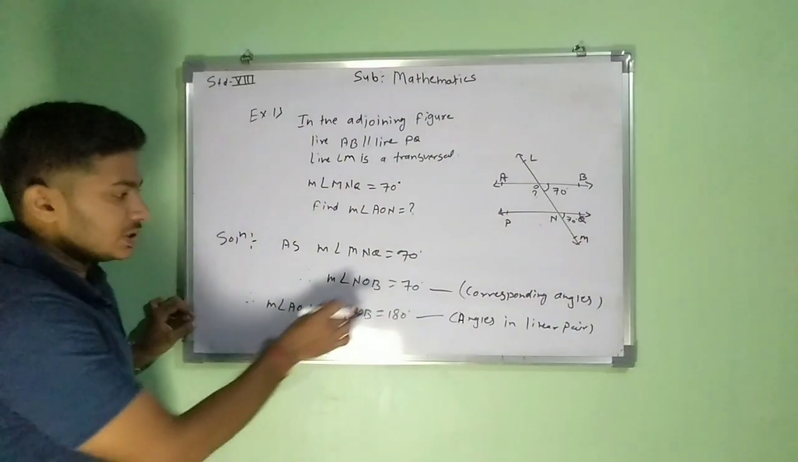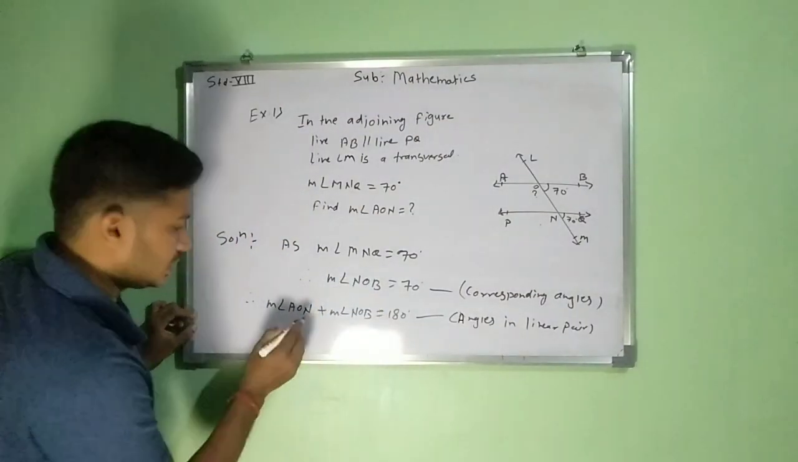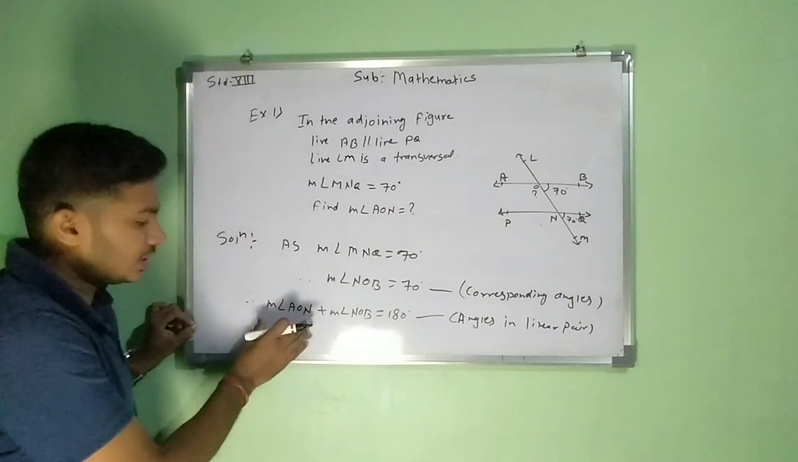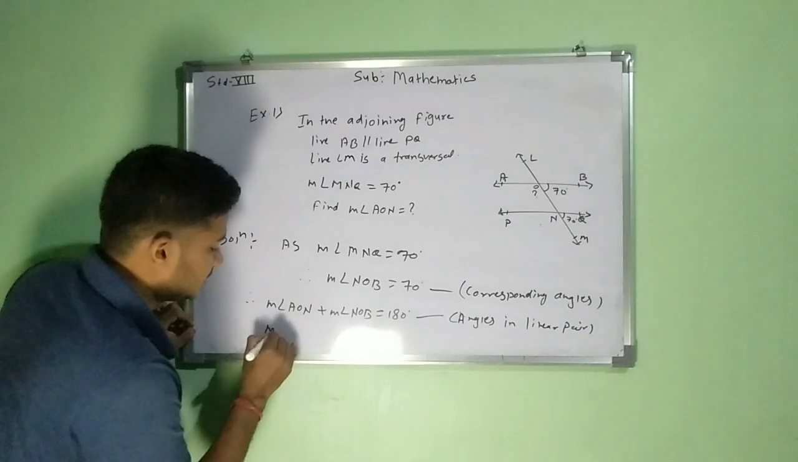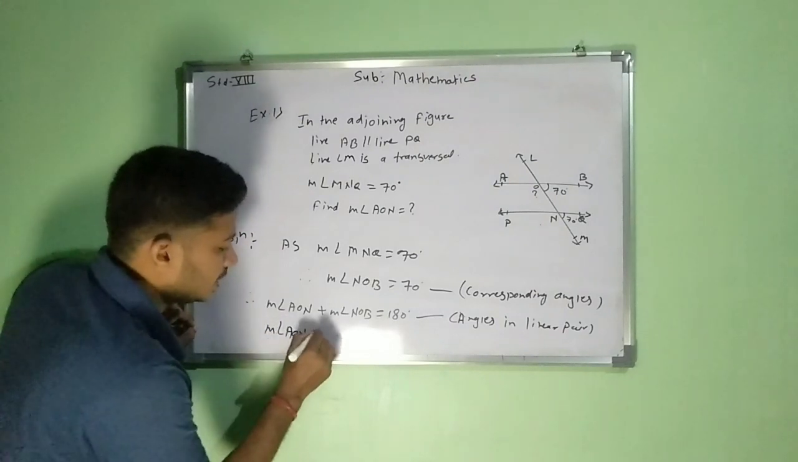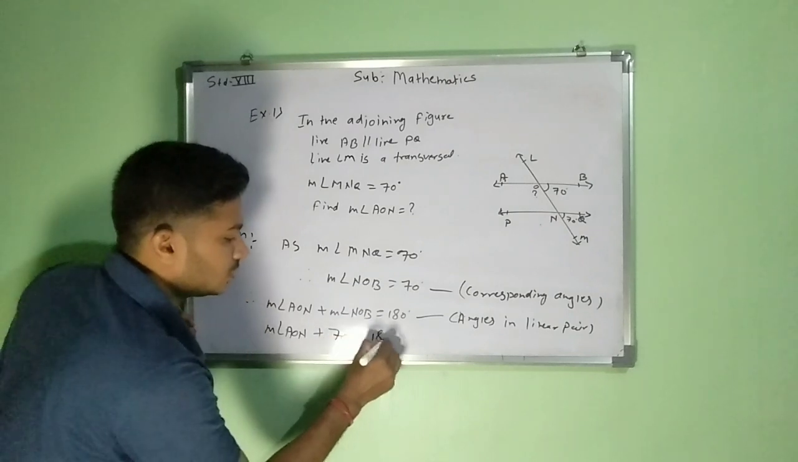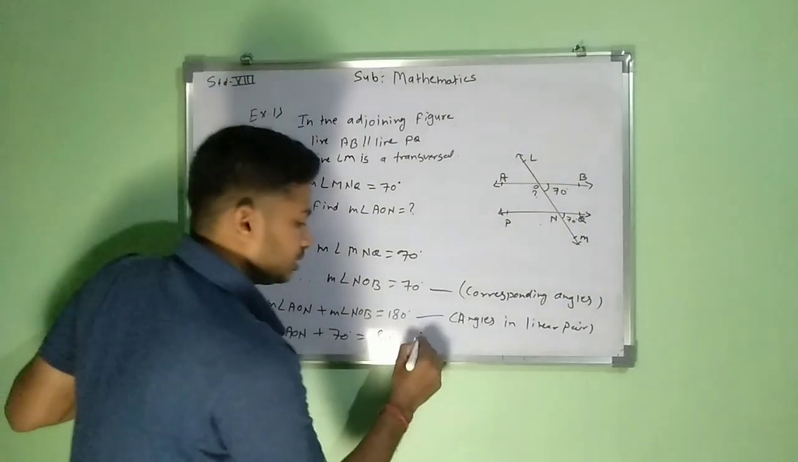Now we know the measurement of angle NOB, that we will put here. Therefore the measurement of AON we don't know, that is why we will write it as it is. So measurement of angle AON plus we know the measurement of NOB, which is 70 degrees, is equal to 180 degrees.